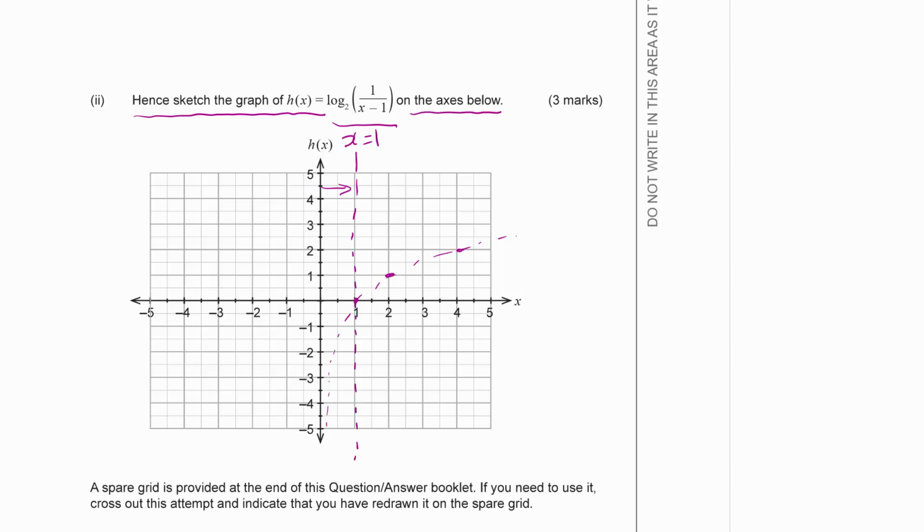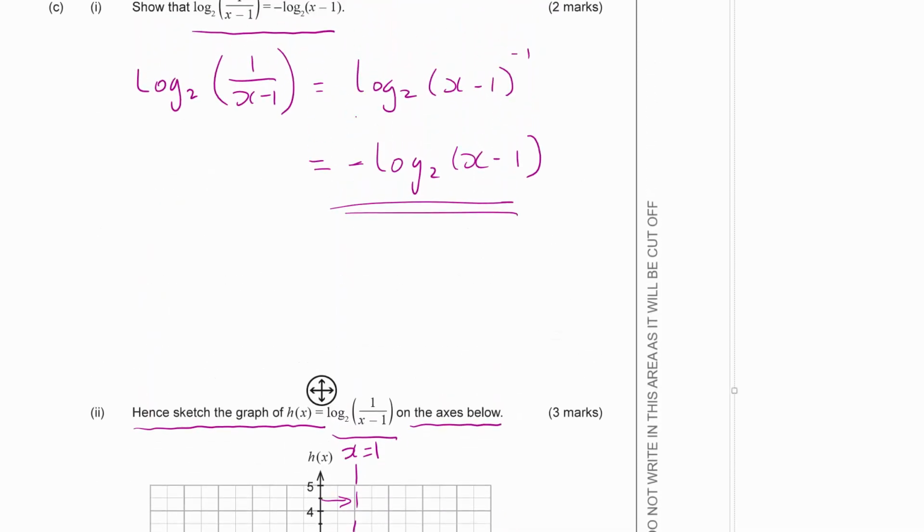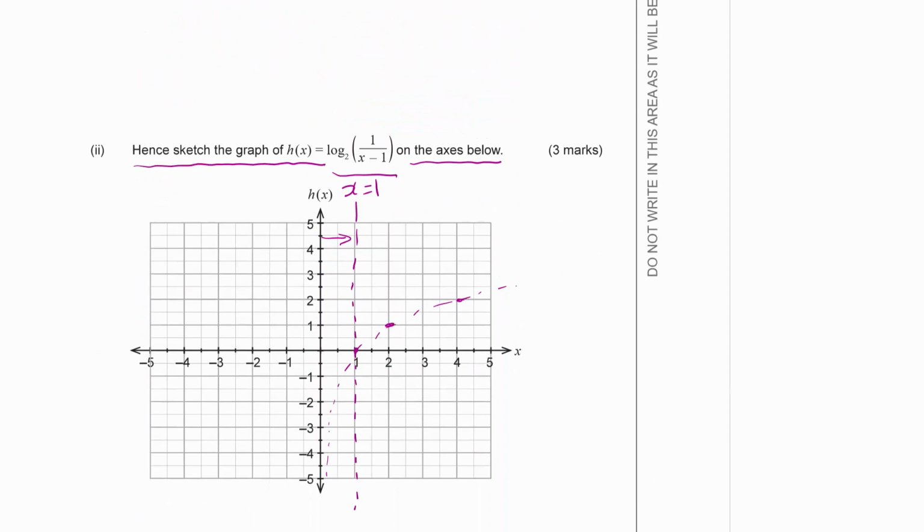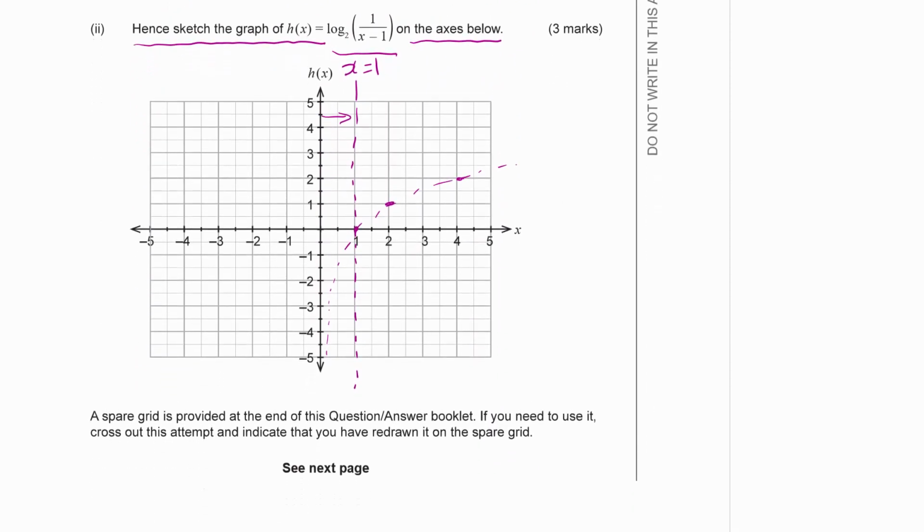The negative in front is going to reflect it in the x-axis. So, because we've moved across, the point here at 2, 1 would go across to 3, negative 1. The point at 4, 2 would go to 5, negative 2. And we would also have 2, 0. And it would come down here and curve over like this. So the graph we want is something like this.